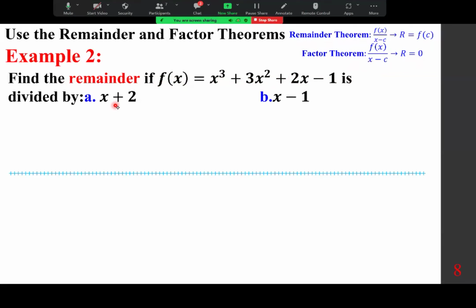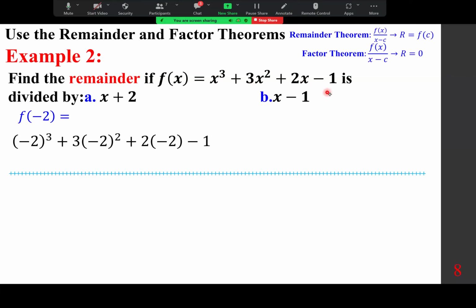It's important to understand this is x minus c. So comparing it to x minus c, you want to evaluate f of negative 2. F of negative 2, everybody. So negative 2 cubed plus 3 times negative 2 squared plus 2 times negative 2 minus 1. So again, we are dividing by x plus 2. So this is f of x minus 2. I can't emphasize this enough.